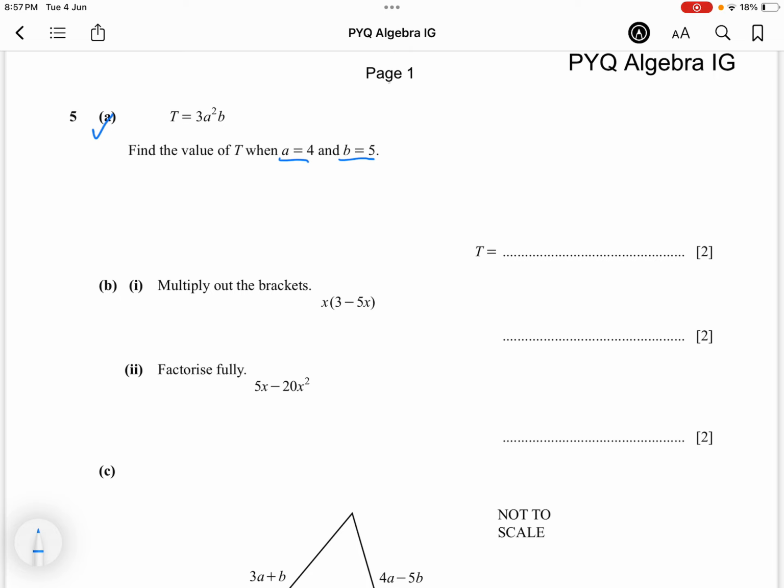So what's happening is you replace a with 4 and b with 5, okay, and the rest remains the same. So that means instead of 3a squared b, it means 3 times a squared times b, just to make it clear. So a replaced by 4 squared and b replaced by 5. Okay, and then you may use your calculator to work this out, and you should get your answer equals to 240.